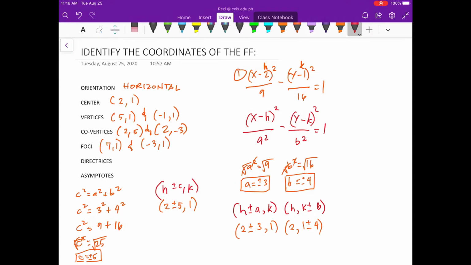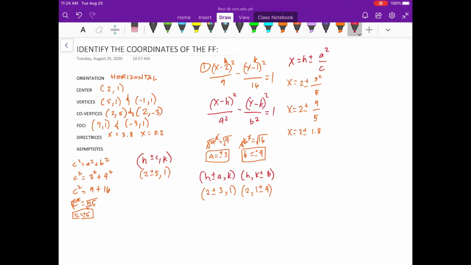For the directrix, we need this formula. Substitute the values we have. Therefore, our directrix are 2 plus 1.8 is 3.8, and the other one is 2 minus 1.8 is 0.2.